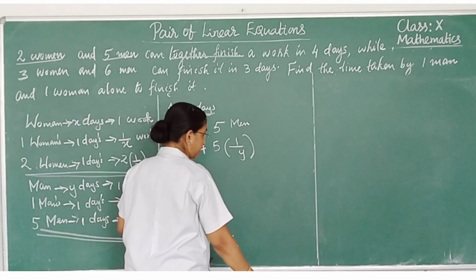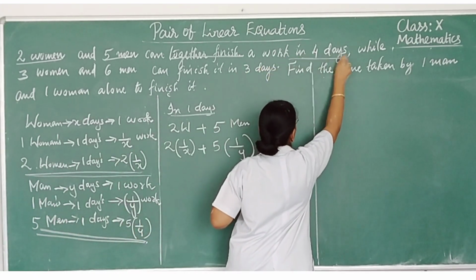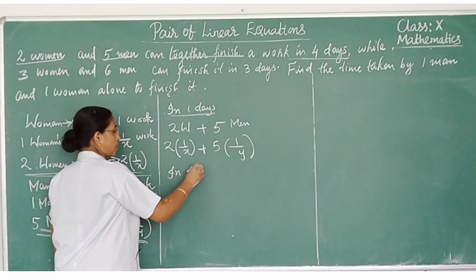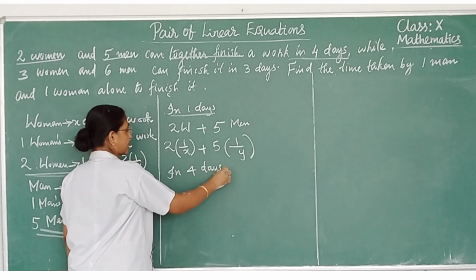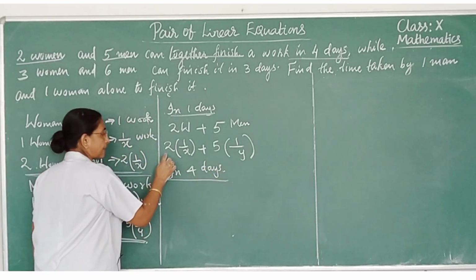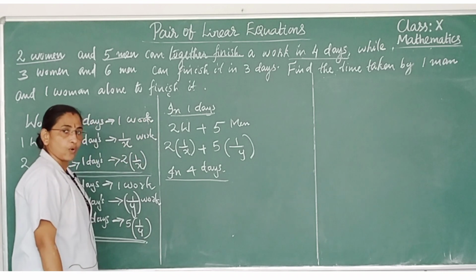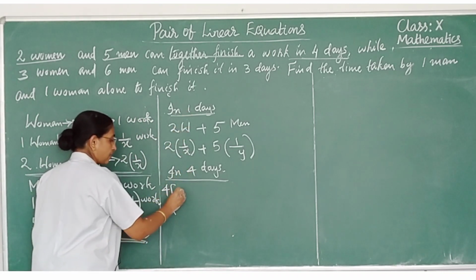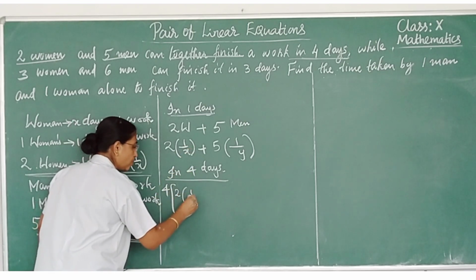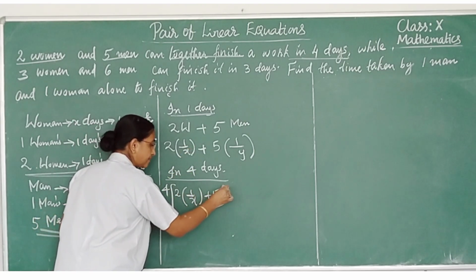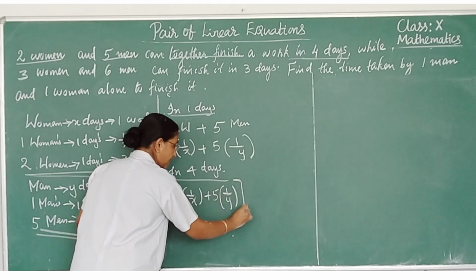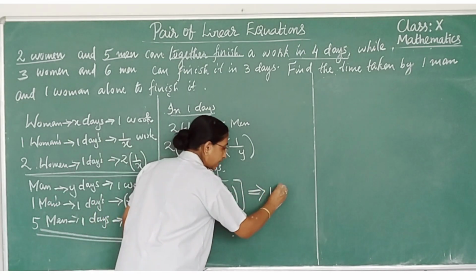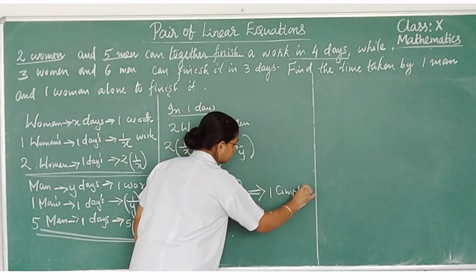In the question, you are given that they work together in 4 days. If they work together in 4 days, you need to multiply this equation by 4. This is 1 day's work, so how do we get 4 days' work? 4 into 2 into 1 by x plus 5 into 1 by y. When they work together for 4 days, they can complete one complete work.